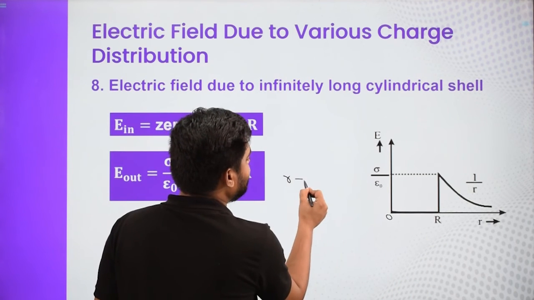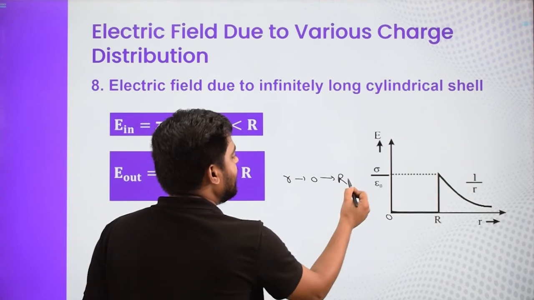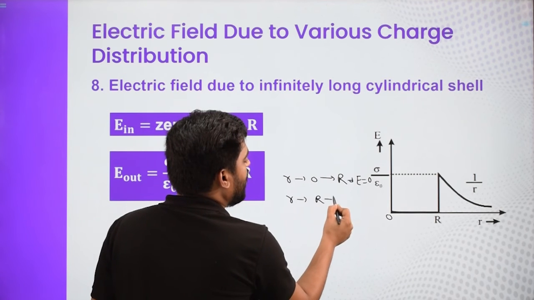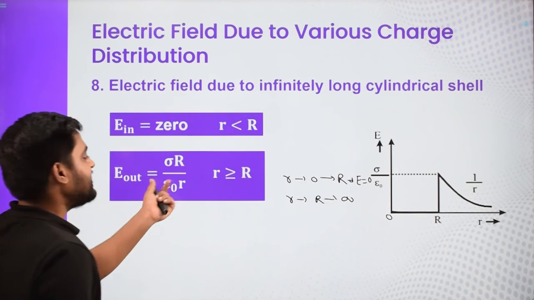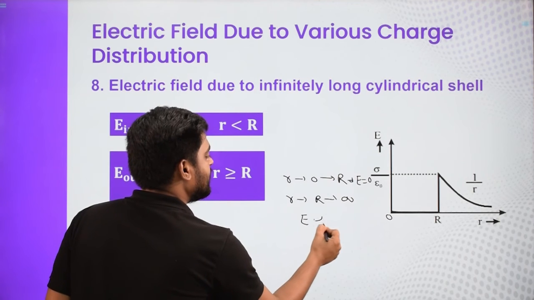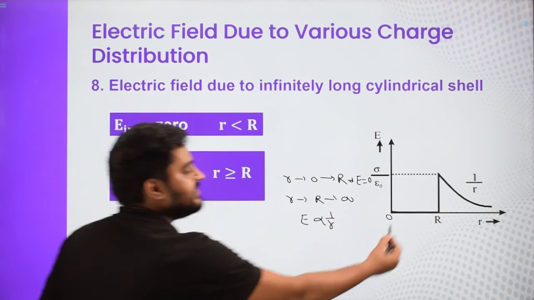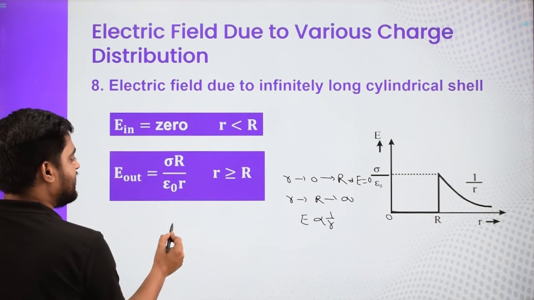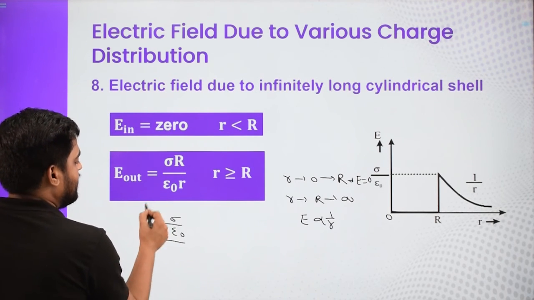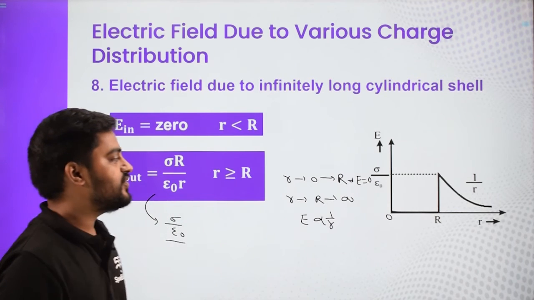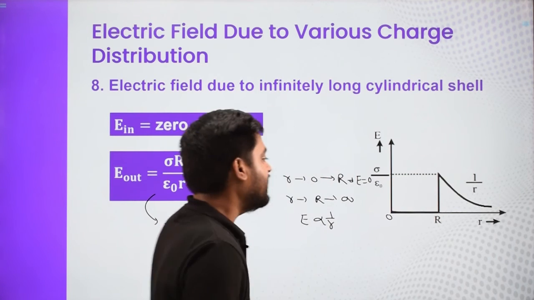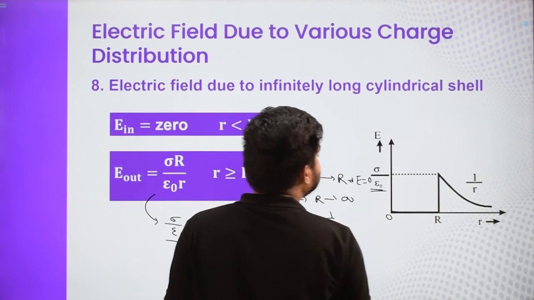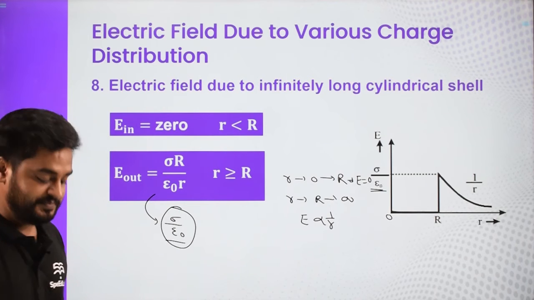Whenever r is varying from 0 all the way up to R, the E is 0. And when r is varying from R all the way up to infinity, our E is proportional to 1 by r. So hence it decreases like that. And what about the value at the surface? Put capital R over here, so we'll get sigma by epsilon naught. And put small r over here, then it is 0. So here it is a discontinuous graph. As soon as we go out of the cylindrical shell, it suddenly becomes sigma by epsilon naught, which is this value.